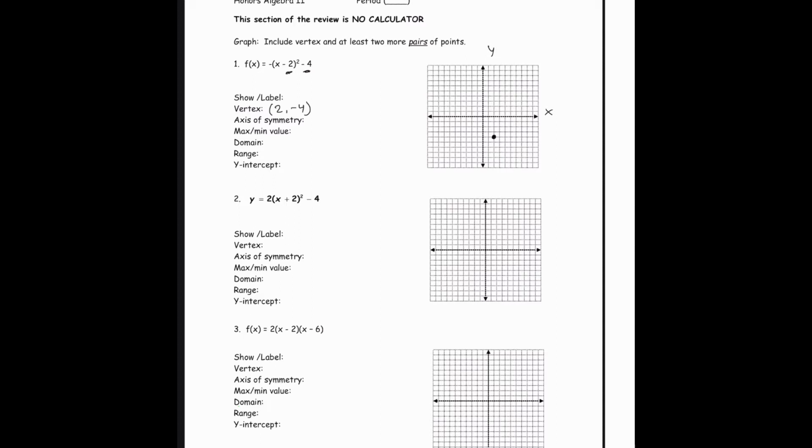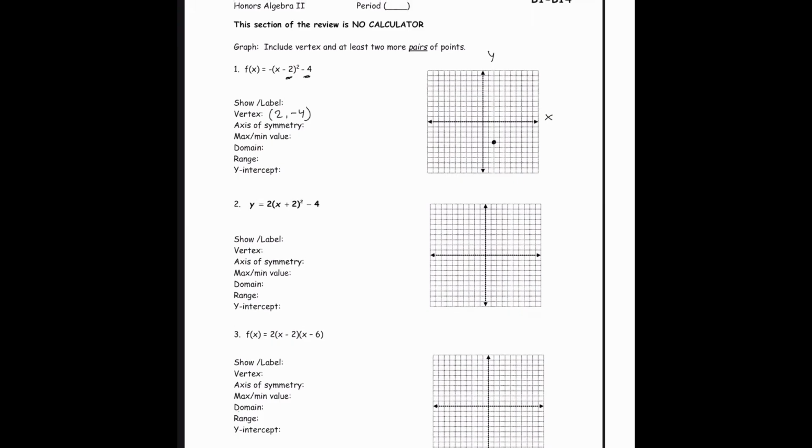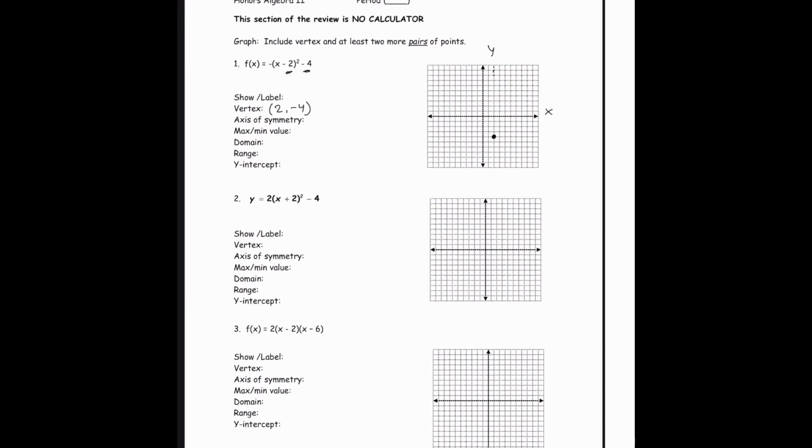Axis of symmetry lives on the vertex, or vertex lives on the axis of symmetry, rather. It's a vertical line through the vertex. The axis of symmetry is a vertical line through x equals 2. The max and min value is the y value at the max or min. Because this is negative, it's going to open downward. So I know that the vertex is the max for sure. So the y value at the max is y equals negative 4.